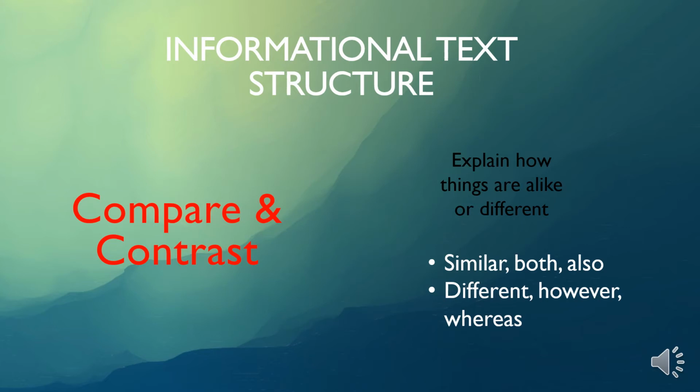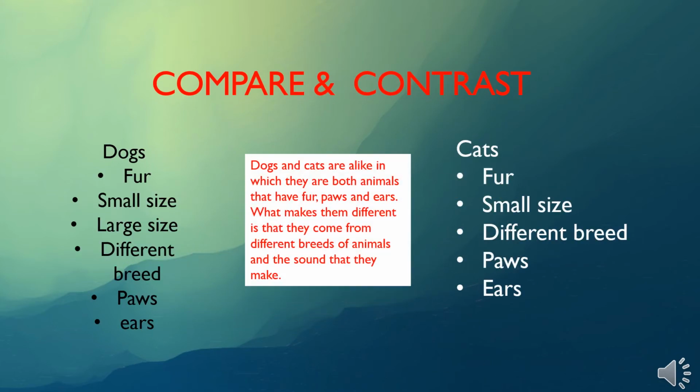Let's take a look at an example. Let's compare and contrast dogs and cats. Well, we know dogs and cats have fur. They're both small size or large size. They have different breeds. They have paws and they have ears.